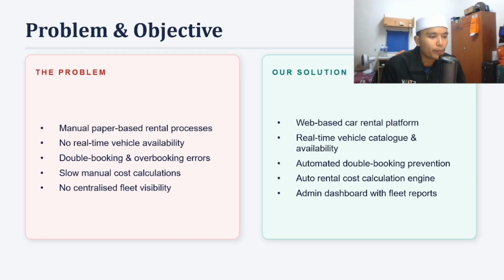Next, many car rental agencies today still rely on manual paperwork and phone calls to manage their bookings. This leads to a number of serious problems. Vehicle availability is not updated in real time, so staff have no clear picture of the fleet. Double bookings happen frequently because there is no centralized conflict check. And rental costs are calculated manually, which is slow and prone to errors.